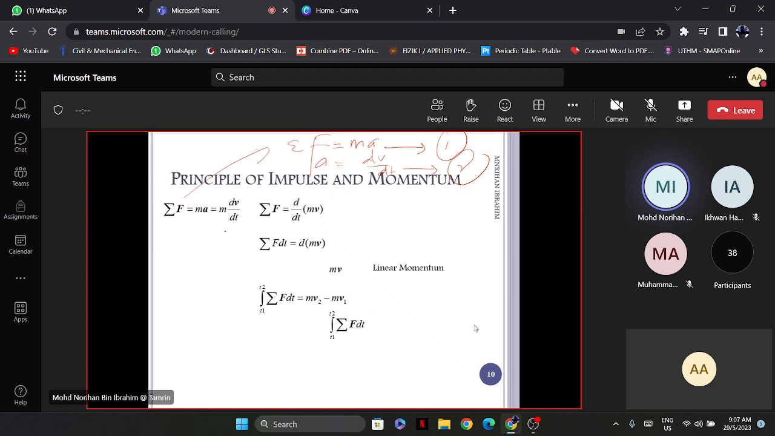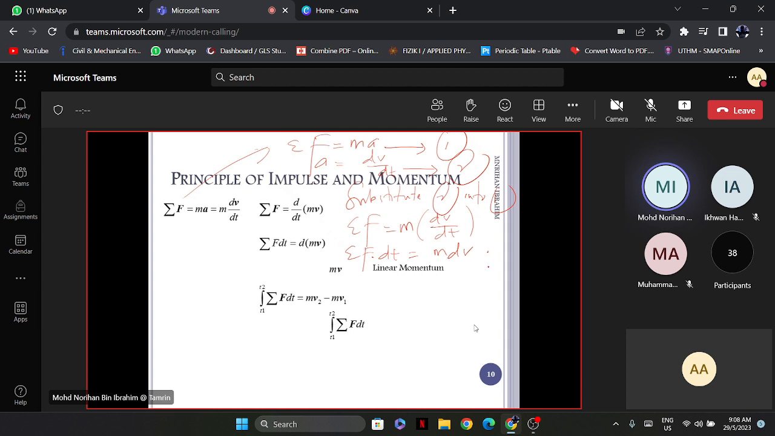As you can see here, we have the equation F is equal to ma. A itself is equal to dv over dt. So we substitute equation 2 into equation 1, which means that sum of F is equal to m times a, and you know that a is equal to dv over dt. Just substitute it in this equation and rearrange: sum of F times dt is equal to m dv.